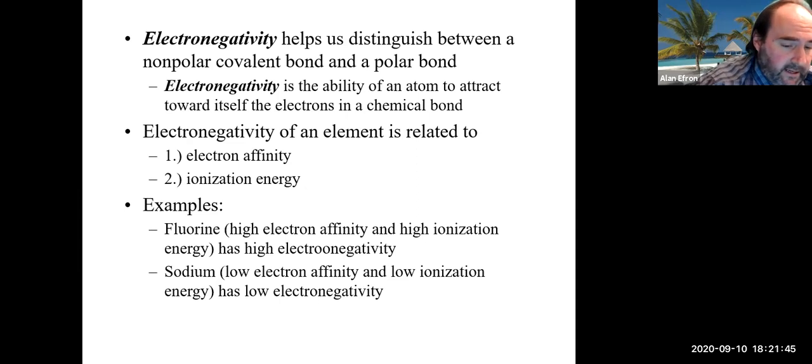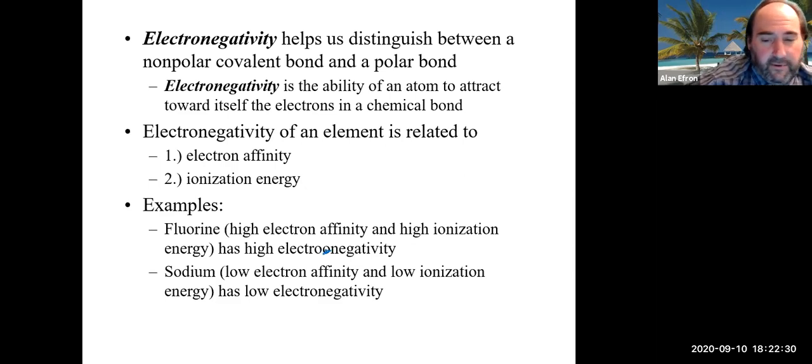And as we talked about a couple of times at this point, electronegativity is that ability of an atom to bring electrons towards itself. And again, electronegativity is based on electron affinity and ionization energy. So remember that electron affinity is the energy change that occurs when something gains an electron, while the ionization energy is the energy required to remove an electron. So something with very high electronegativity will have a very high electron affinity and a very high ionization energy, while something with low electronegativity has the opposite.